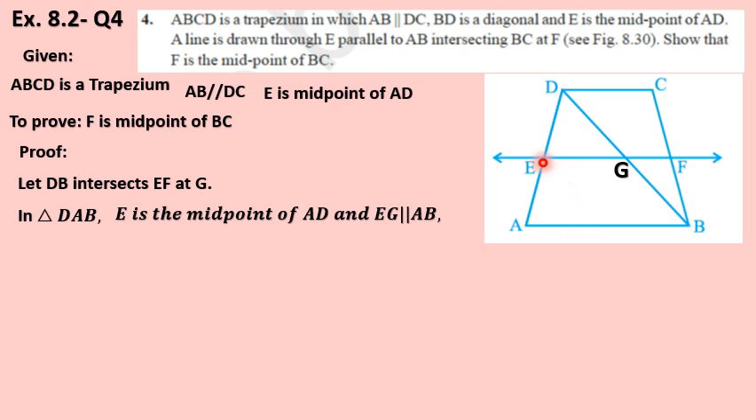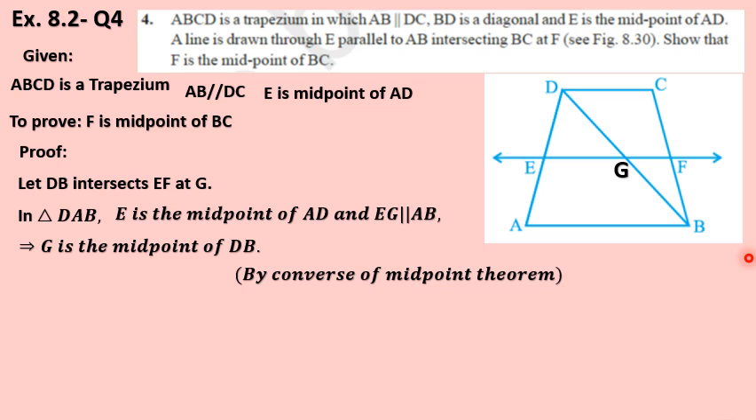we can see that E is the midpoint of AD and EG parallel AB. Therefore, G is the midpoint of DB by converse of midpoint theorem.